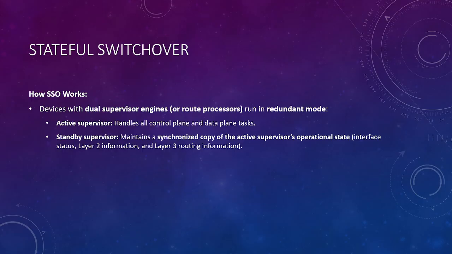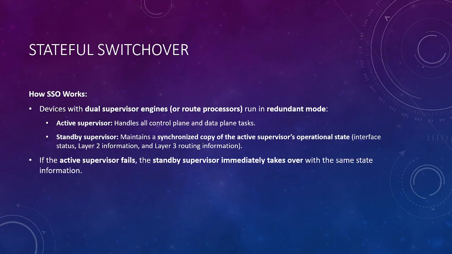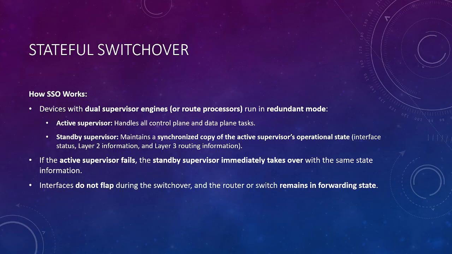Whatever the information is required, even the ARP, the interface, the L3 routing table, and the protocol sessions, all will be maintained in the standby supervisor. So once the active supervisor fails, the standby supervisor immediately takes over with the same state information. That's why I told you it will even maintain the ARP, the protocol states, and everything that runs on the standby. So if the primary fails, the standby will kick in and take over.